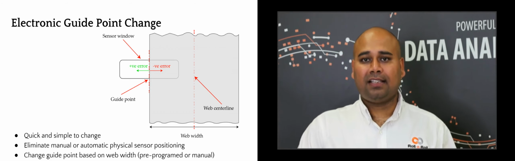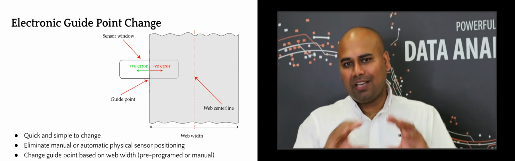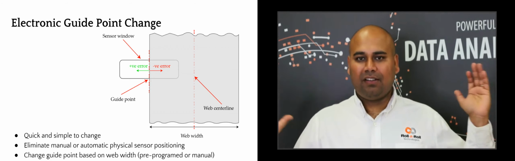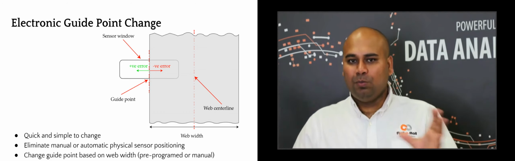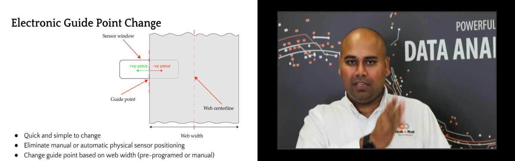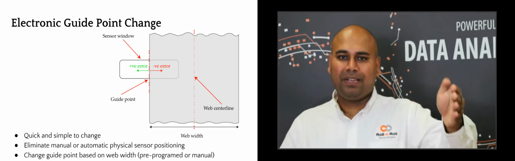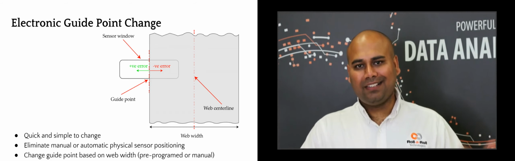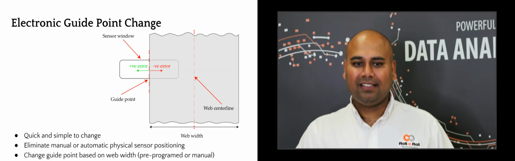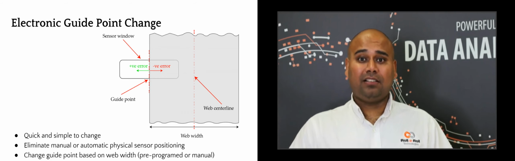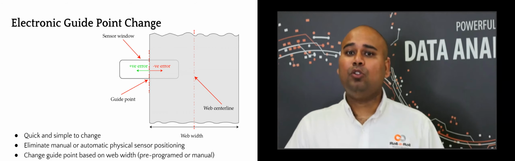And this is what is called an electronic guide point change. The main advantage with electronic guide point change is that if you have a sensor that is pretty wide, let's say 17 inches wide, then for any web width variation, you don't have to move the sensor so that the web can be guided to the middle of the sensor. You can just electronically move the guide point to a location so that the web can be guided at that location. And this is a simple thing that can be done. It can be automated easily, and then you don't have any mechanical wear and tear because everything is fixed and you never have to move the sensor.